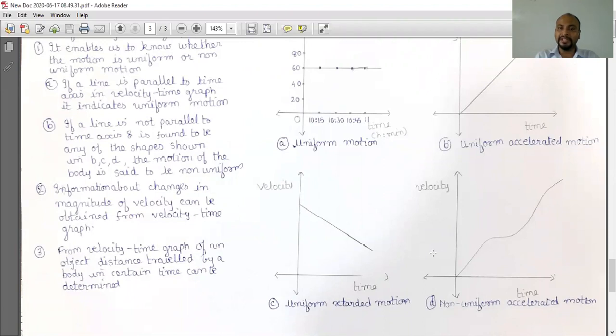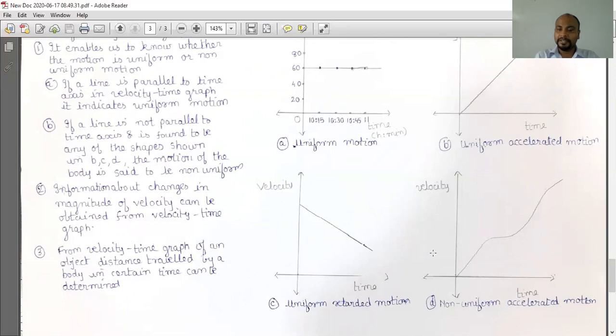Now, if you see in the B graph, if you get a straight line passing through the origin, then it indicates uniformly accelerated motion. Whereas in the C graph, if you get a line slanting from the y-axis towards the x-axis, it indicates that the body is performing uniform retarded motion. Information about the changes in the magnitude of velocity can be obtained from the velocity time graph.